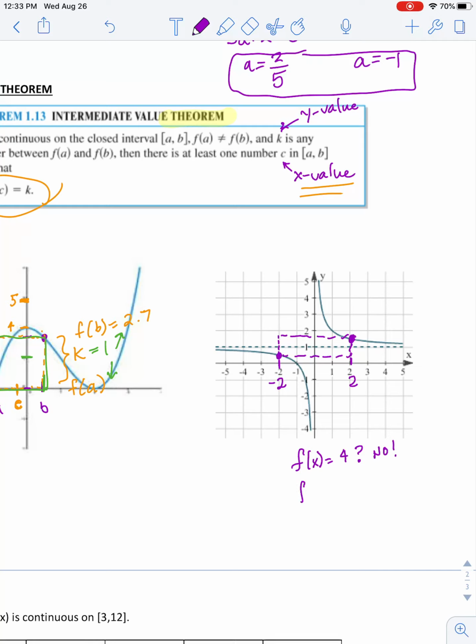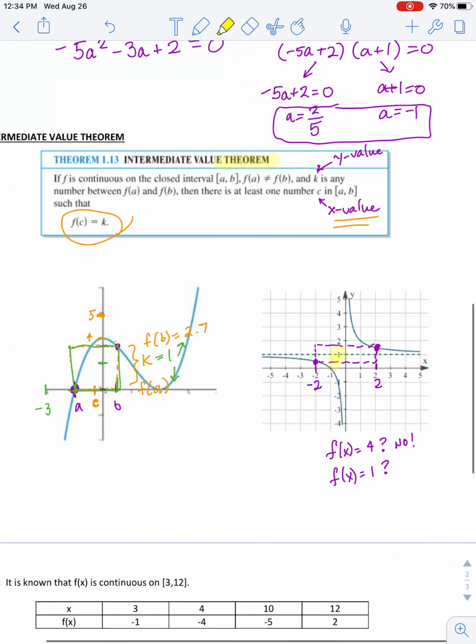Now let's think about f of x equals 1. The number 1, highlighted here, is in the box. But this function actually doesn't pass through 1, because it has a horizontal asymptote. The reason we can't guarantee that is because this function is not, as we said before, continuous on this closed interval. Since there's that asymptote at 0, we can guarantee nothing about the y values that this function passes through.